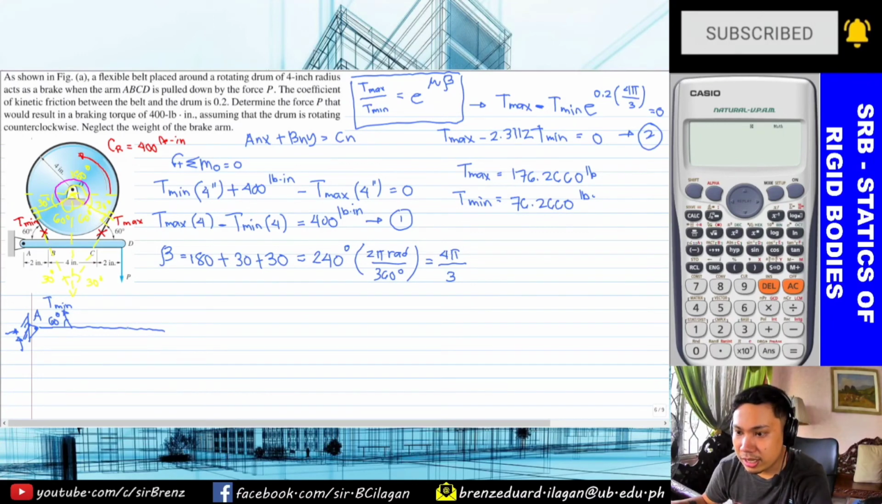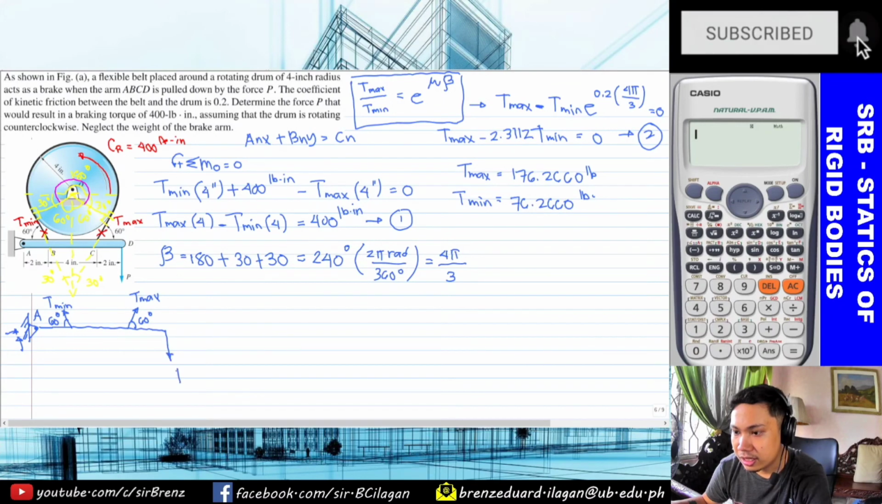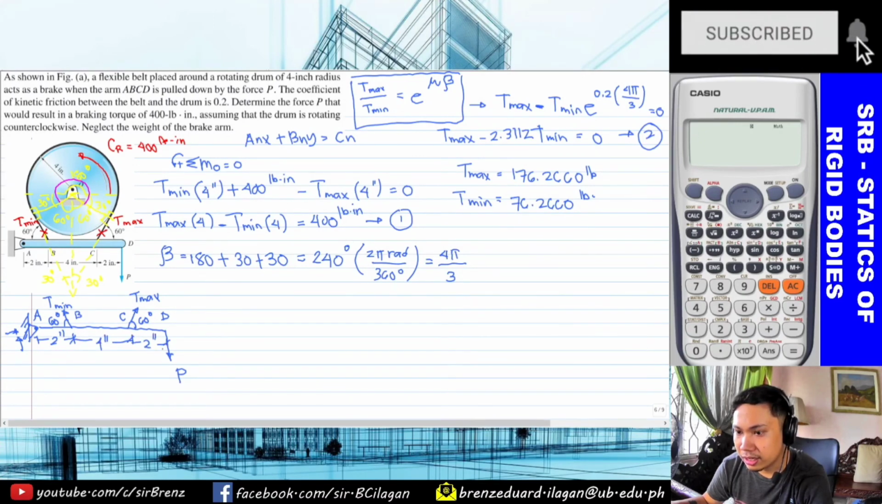So, no need to consider that. What else do we consider next? This one, the T max. That is also acting at 60 degrees. And last, at the end, that is our P, the unknown. The distances are given: this is 2 inches, this is 4 inches, and then this is 2 inches. Again, we will take moments at this point, at point A.